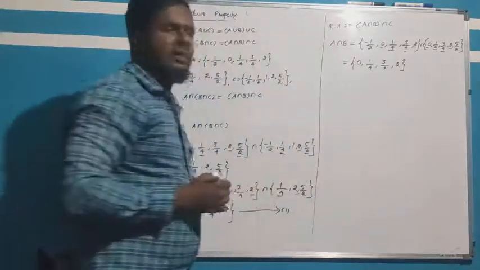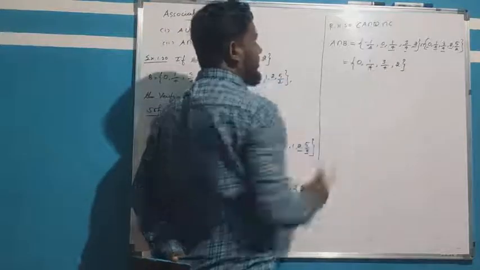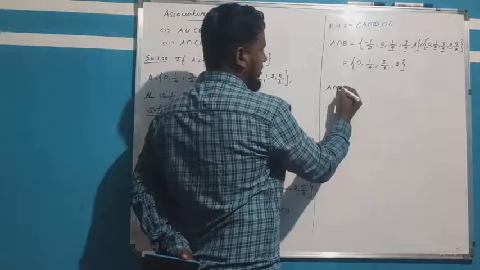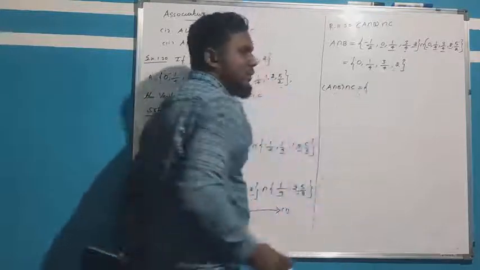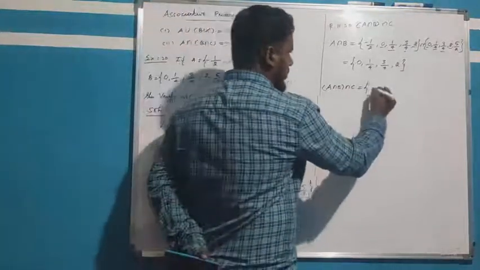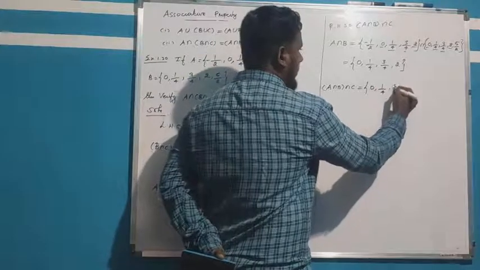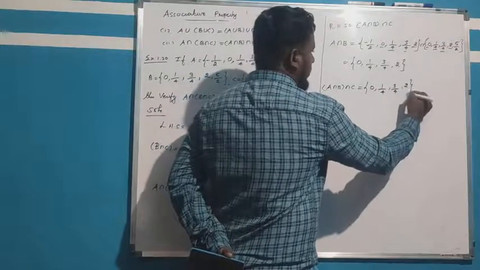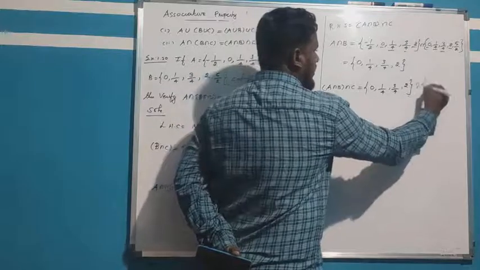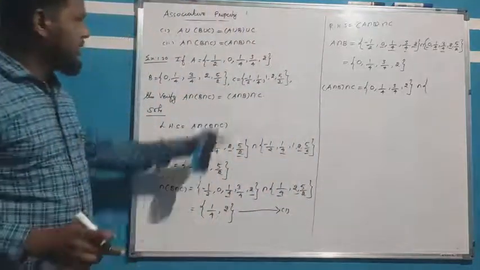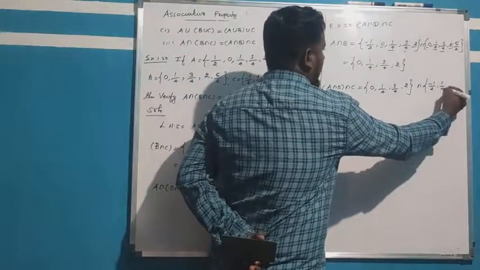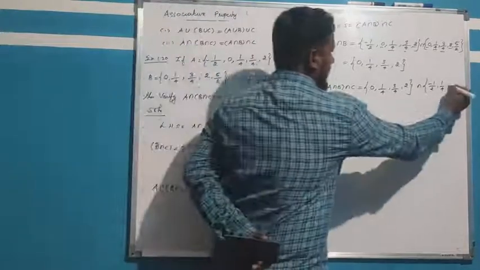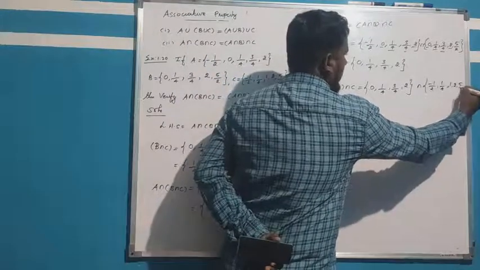Now we can find (A intersection B) intersection C. What is A intersection B? We found it: 0, 1/4, 3/4, 2. Intersection. What is the set of C? -1/2, 1/4, 1, 2, 5/2.